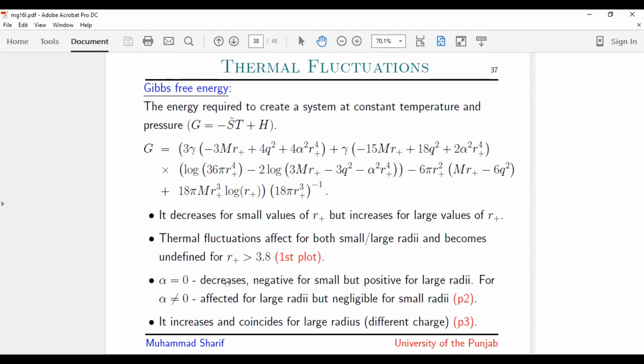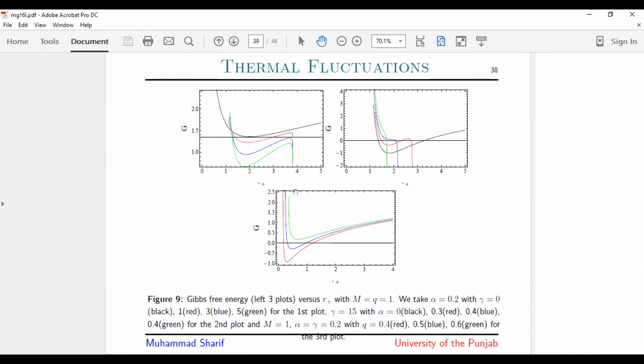When alpha is 0, it decreases and is negative for small but positive for large radii. When alpha is non-zero, it is affected for large radii but negligible for small radii. It increases and coincides for large radius with different charge, as shown in graph 3.